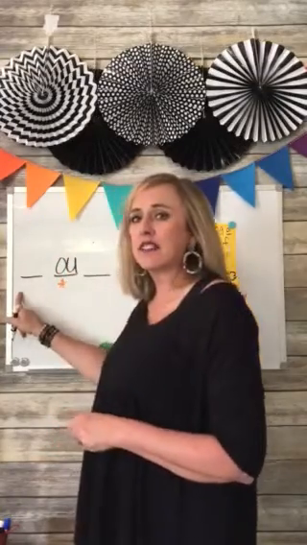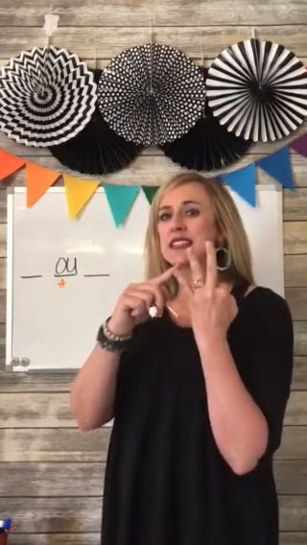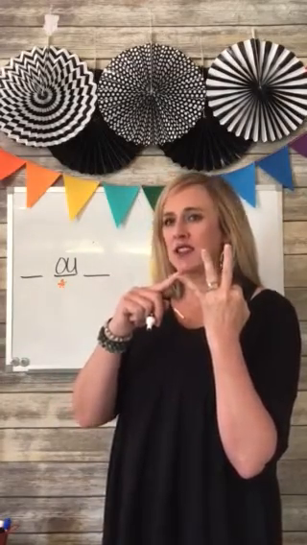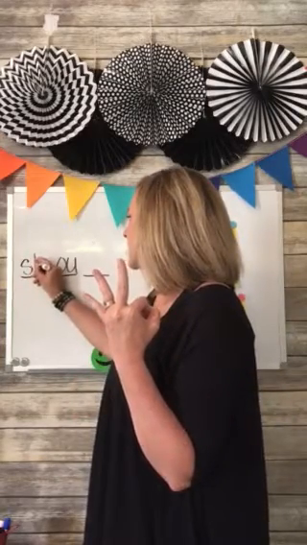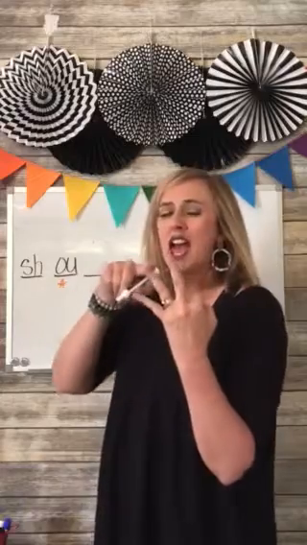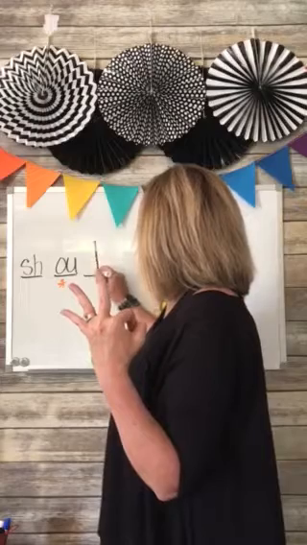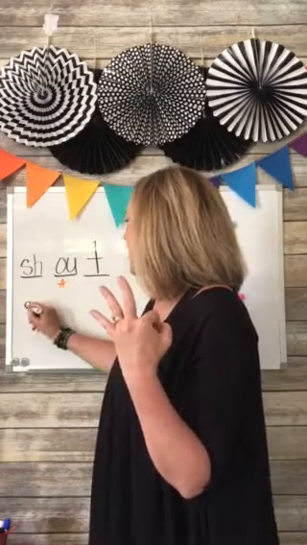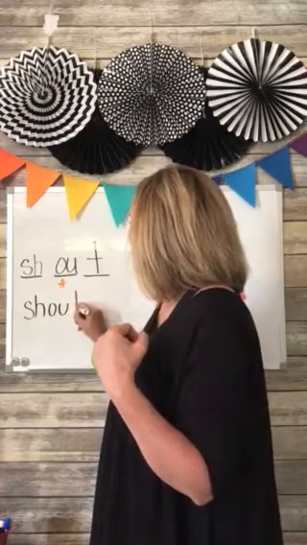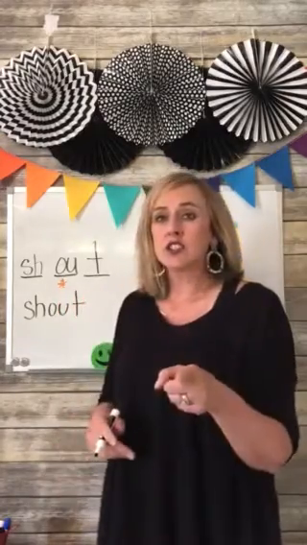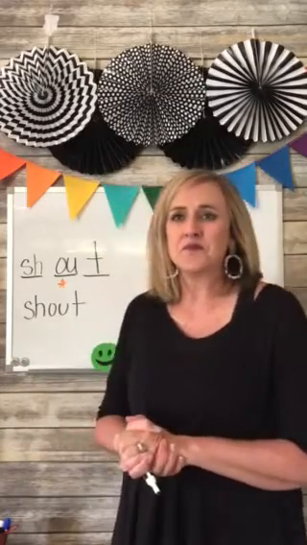Let's go back to the beginning of that word. Our first sound in shout is the sh sound. Sh, S-H, work together to make that sh sound. Sh, out. T, t is the last sound we hear, and we make that with T. Shout is spelled S-H-O-U-T. Check your spelling on your paper with my spelling on the board. Make any changes if you need to make them.